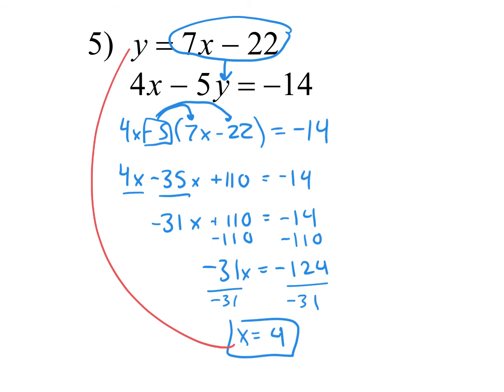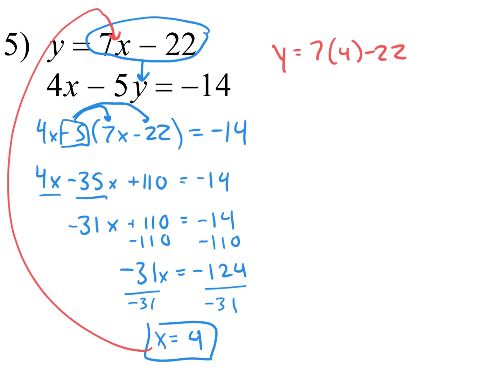Let's plug it into the first. It doesn't matter. Just make sure you're plugging it in for x. So I have y is equal to 7 times 4 minus 22. Jacob, what should I do first here? So 7 times 4. What's 7 times 4? 28. And what's 28 minus 22? 6. So y is equal to 6. How should I write my answer? Awesome. 4 comma 6. Perfect.